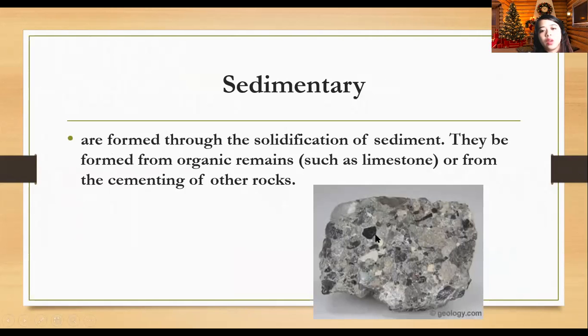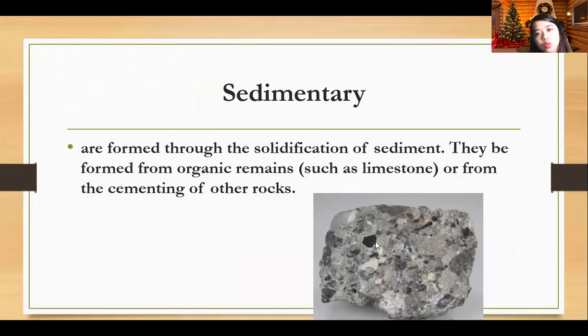Aside from that, sedimentary rocks are also formed in layers. This rock is formed into layers, and fossils are often found in this rock. It is where you can actually see the fossils. What do you mean by fossils?